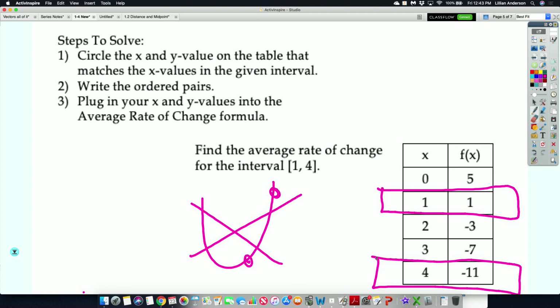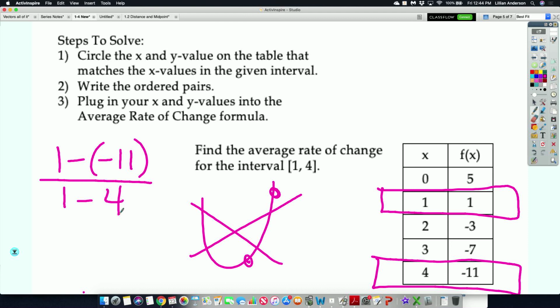What's f of b? 1. What's f of a? Negative 11. Remember, f of b and f of a represent the y values. So it's f of b minus f of a, so be careful, all over b minus a. What's b? 1, and what's a? 4. Again, make sure that if you do it this way, it matches up correctly.